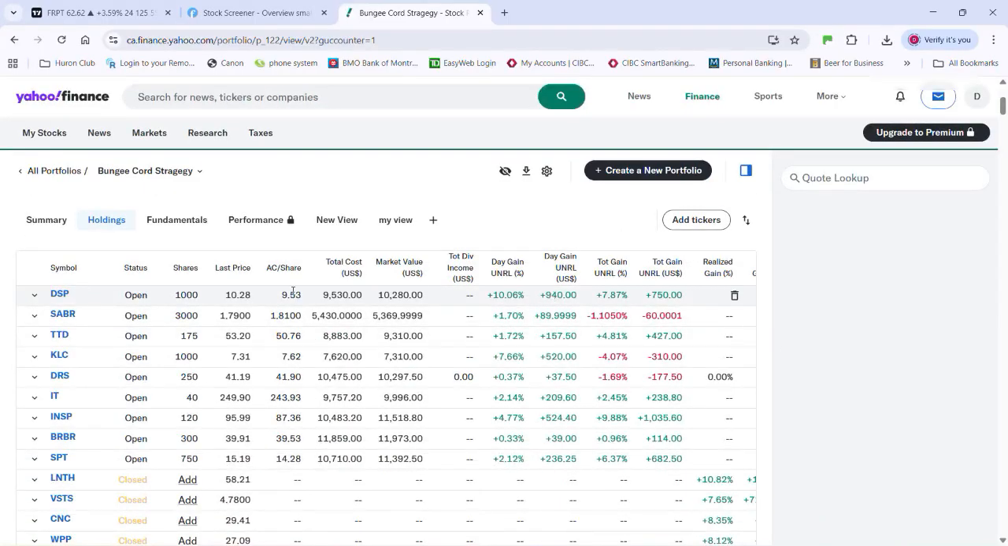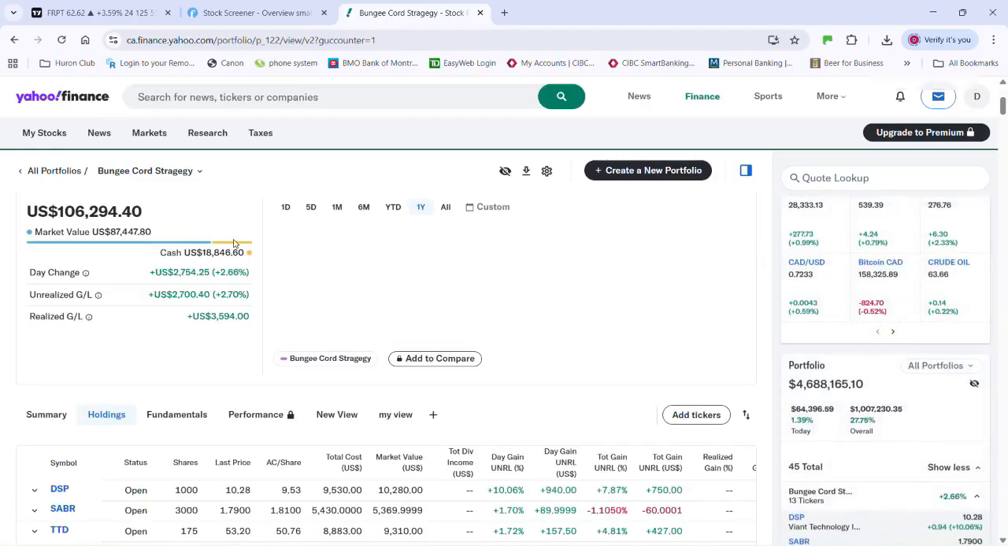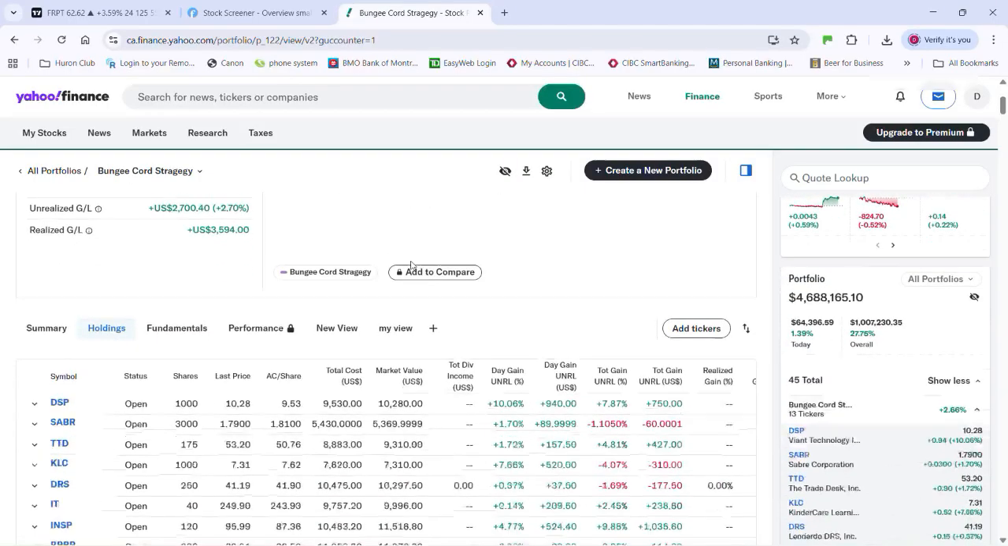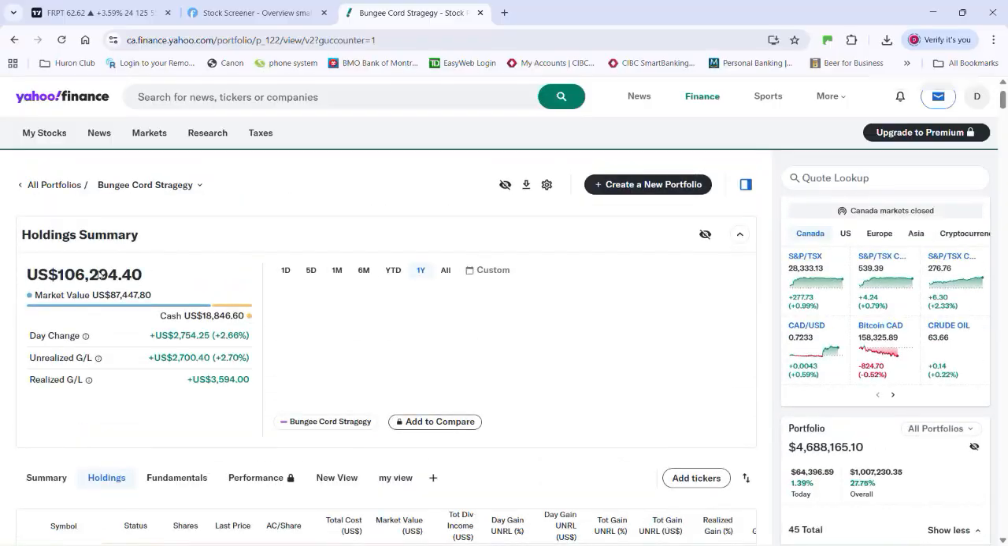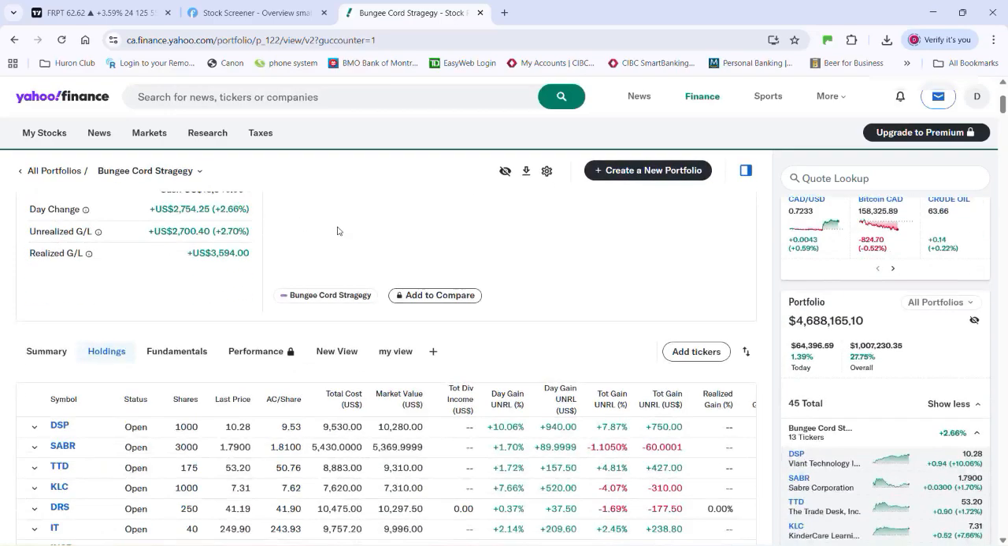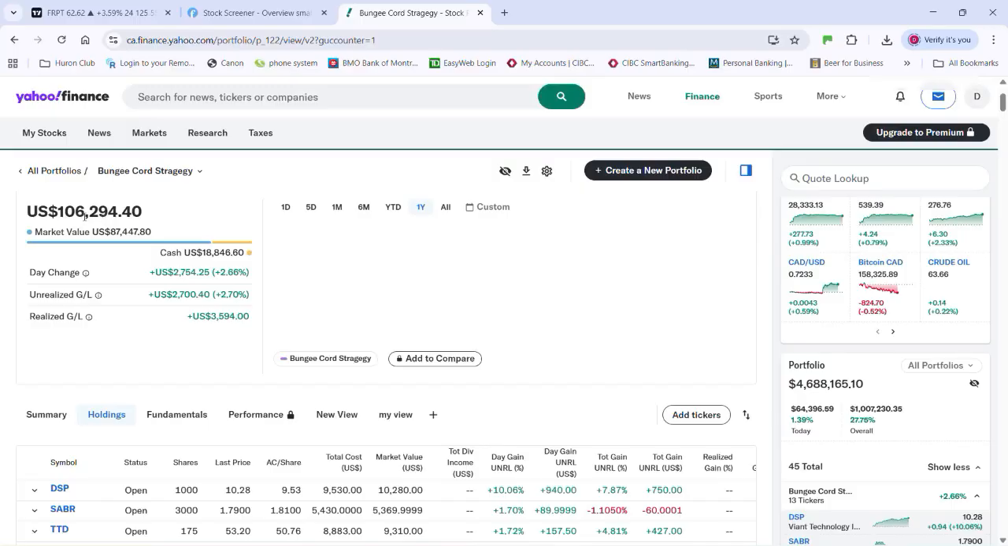So in this case here, I had set up a $100,000 paper trading portfolio. And I set it up at $100,000 or $10,000 or $1,000. I just find it easier to track my returns. If I have a $100,000 portfolio and I see it's at 106,294, I know I'm up almost 6.29% on this portfolio. It just makes it really easy to see what your returns are.